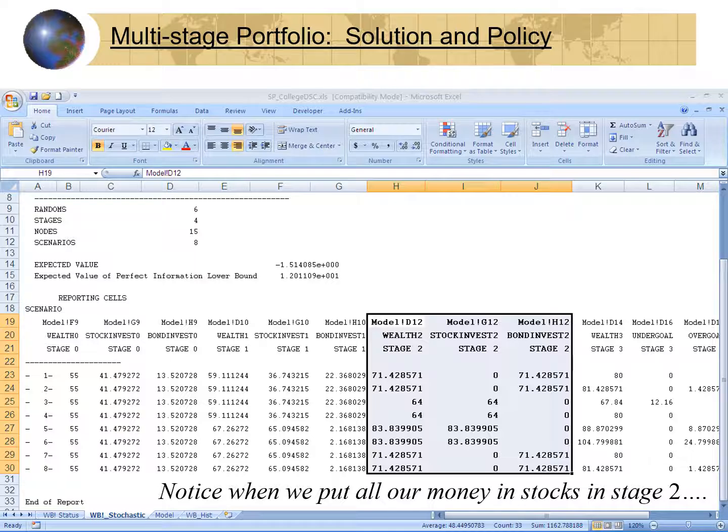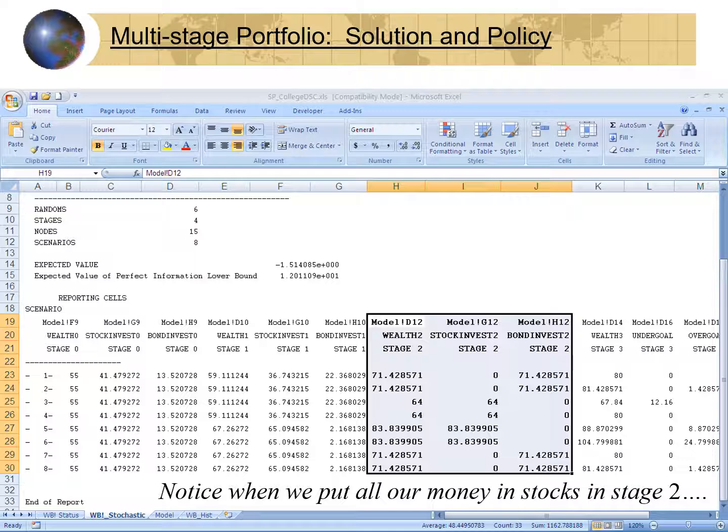So if we have a wealth of 64, it turns out, if you check things out, there's no way that we can make the 80,000. So we might as well come as close as possible to the 80,000. And which of the 2 investments gives you the highest expected return? It's stocks. So you put everything in stocks to get us close to 80,000. We know we're not going to make the 80,000. We might as well get as close as possible.